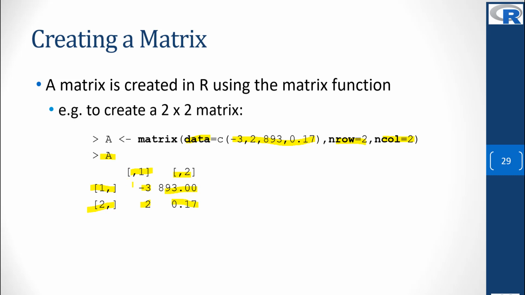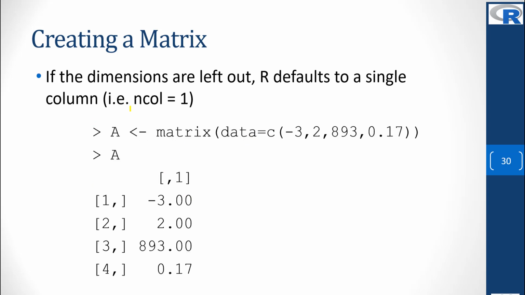You might be looking at this and saying it's going down. It's exhausting the first column and then the second column with the second pair of values. And that's a good observation. We'll see that we can modify this behavior, but this is the default way it fills in our matrix. If you leave the dimensions out, then R defaults to a single column. So here we're using the same data. We left the in row and in col arguments out, and so we get the 4 rows, but it just defaults to this single column.